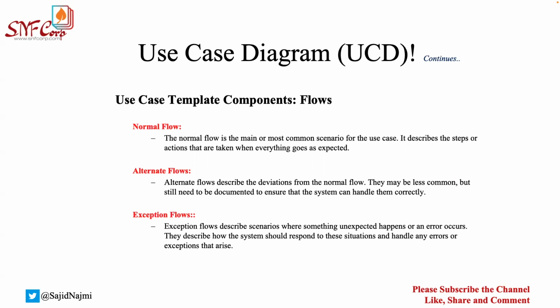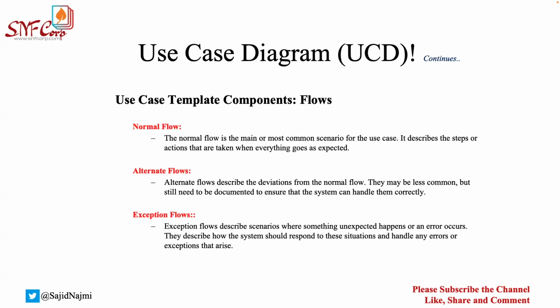So normal flow, as the name says, is a normal flow: you start from somewhere and you end up doing whatever you wanted to do. That's a normal flow. It is the common scenario for the use case, describing the different steps where you take actions and achieve your expected goals. For example, I went to the ATM machine, inserted my card, entered my PIN, selected the amount and withdrew the amount. That's my normal flow. Everything was done clearly.